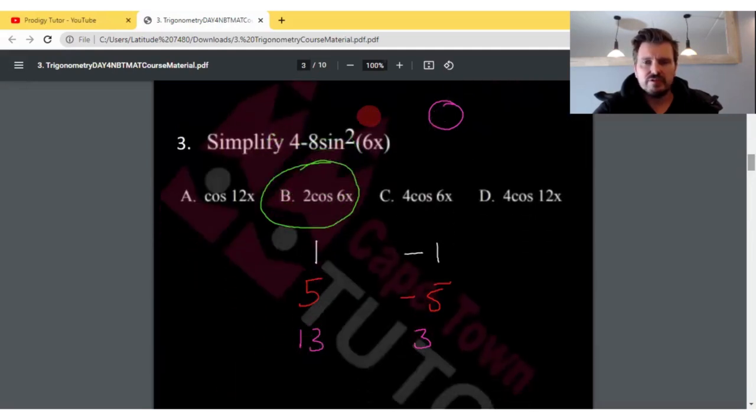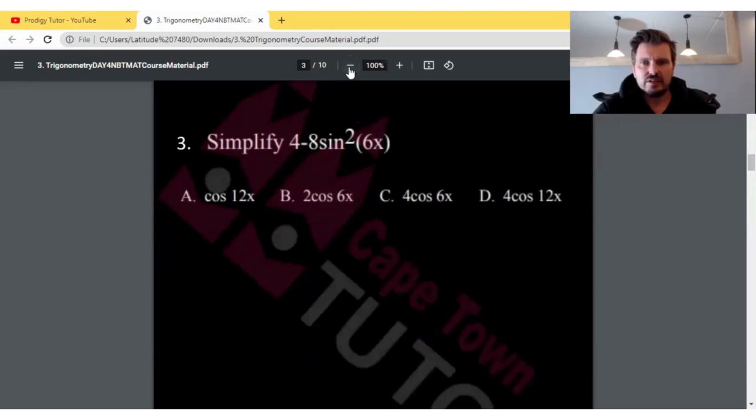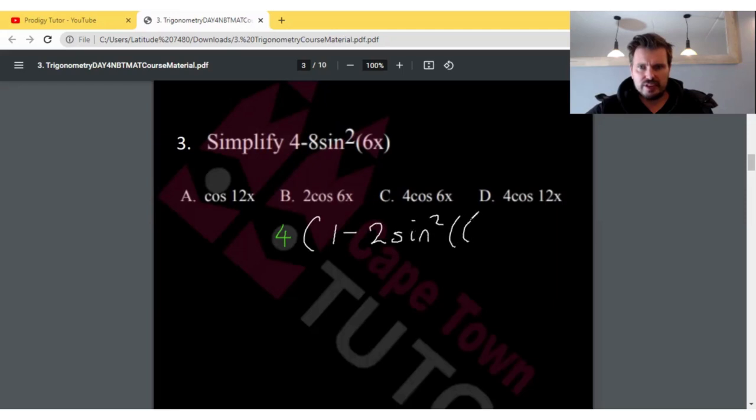Okay, we've got to simplify 4 minus 8 sine squared 6x. Okay, so let's do something before. Let's write this out and let's take out a 4. And so if we take out a 4, we get 4 times 1 minus 2 sine squared 6x.